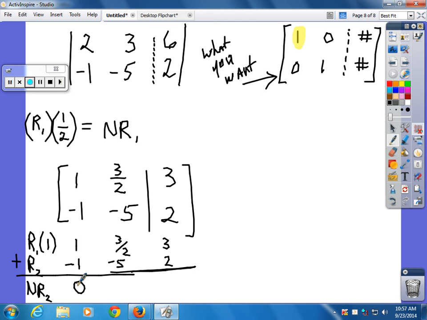3 halves, well, this has got to be changed to negative 10 halves. So, what's 3 halves minus 10 halves? Negative what? 7 halves. And what's 3 plus 2? 5. So our new matrix is 1, 3 halves, 3, 0, negative 7 halves, and 5.